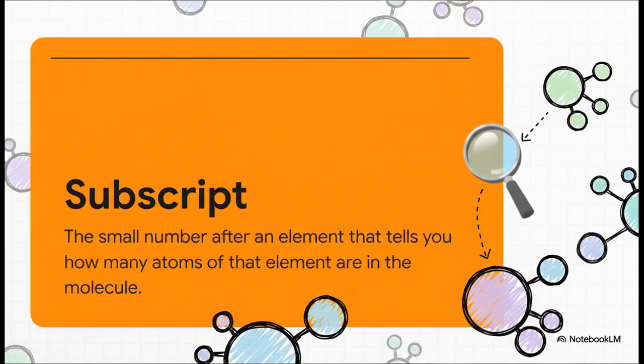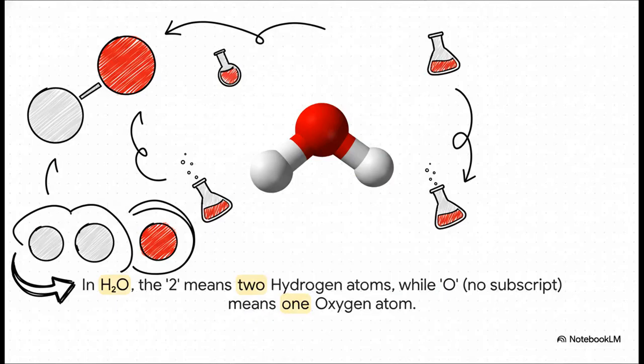So our first tool for counting is something called the subscript. You know that little number that hangs out right after an element symbol? Its job is super simple. It just tells you how many atoms of that one element are in the molecule. That's it. Let's use an example everyone knows.